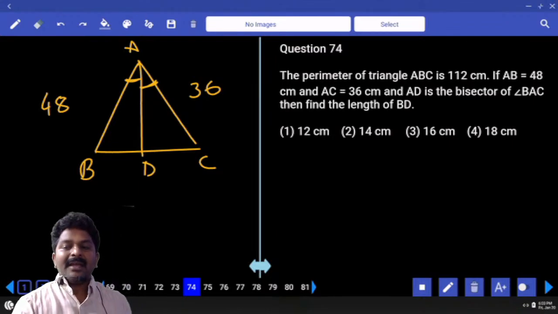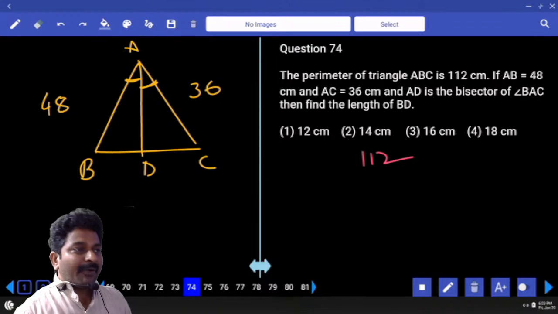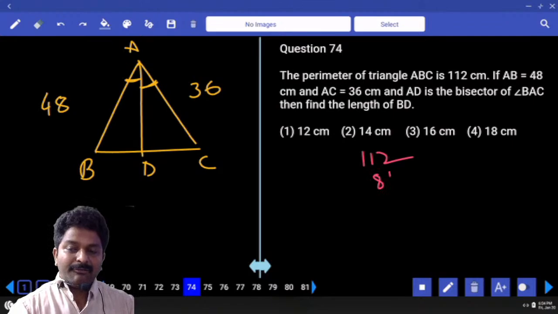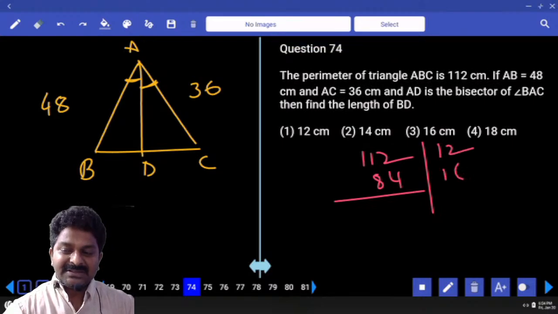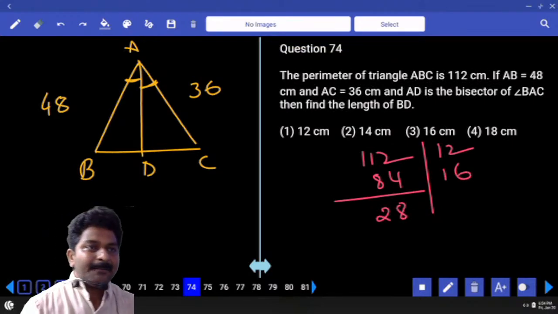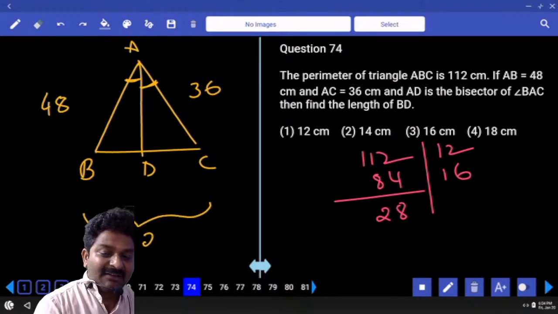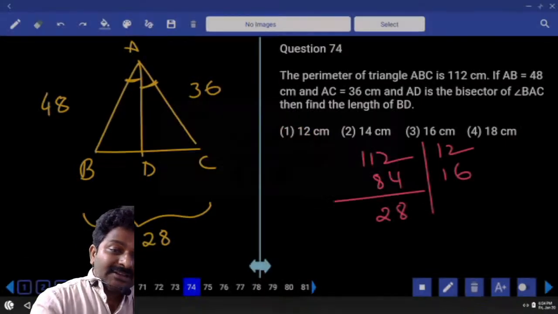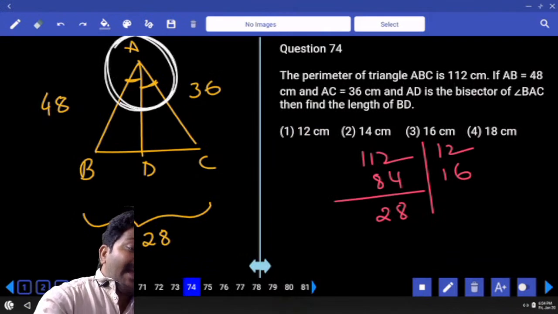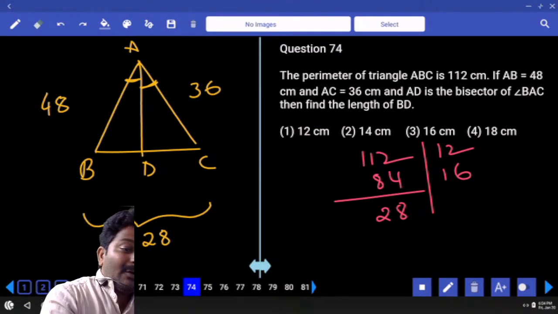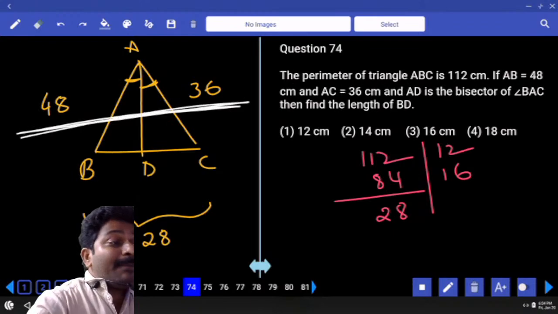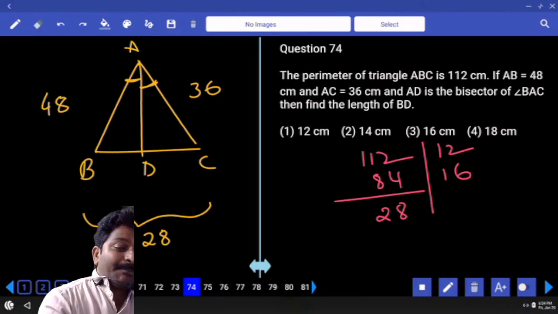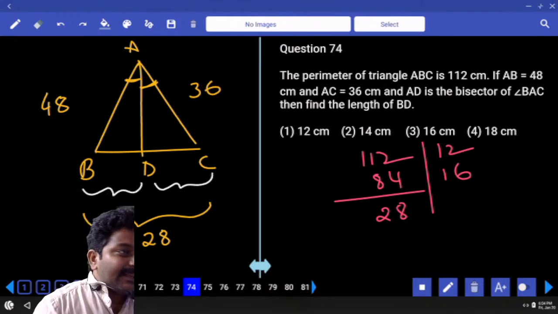Okay. Now, triangle perimeter is 112. Already we have 48 and then 36, which is 84. Then if you take the difference, first number is 12 more than 100, next number is 16 less than 100. Difference is 28 only. So, BC length is equal to 28. Yes. Now, understand the logic here. Because you have an angular bisector, angles are equal, whatever the ratio that is between AB and AC, the same ratio is applicable for BD and DC.